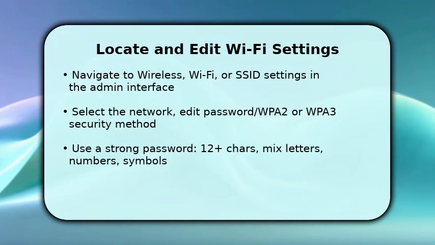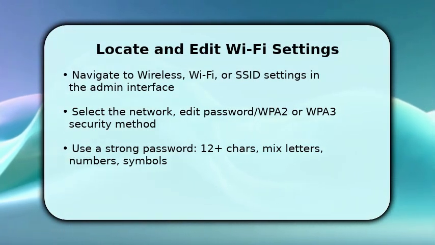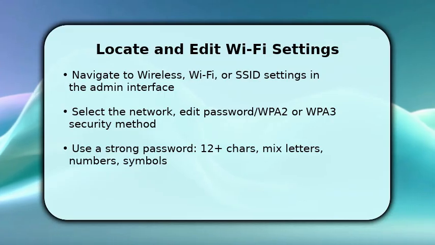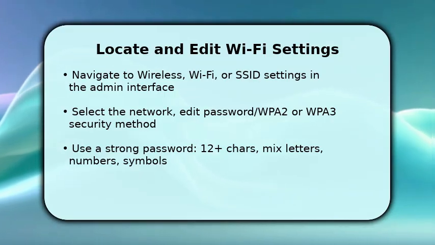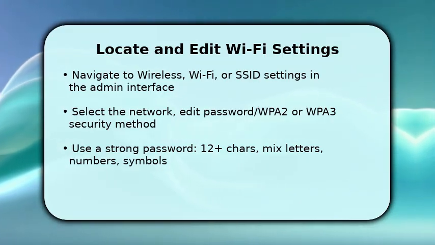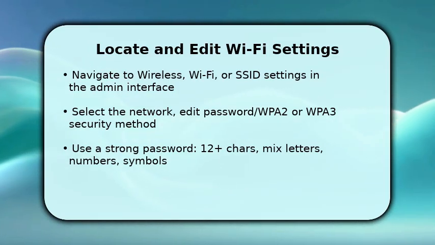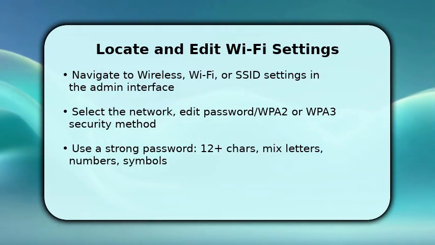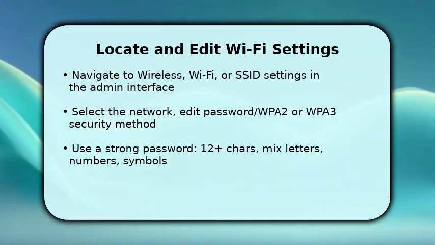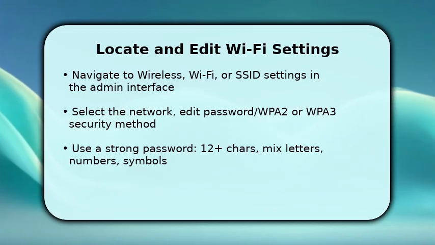Once in the admin area, find the wireless or Wi-Fi section because that's where SSID and password live. You'll select the active network, then choose security settings, prefer WPA2 or WPA3, avoid open or WEP. Enter the new passphrase and confirm it, and while you're here you can rename the SSID if desired. Make sure the encryption method matches what your devices support so they can reconnect.